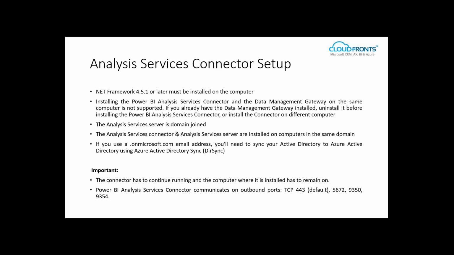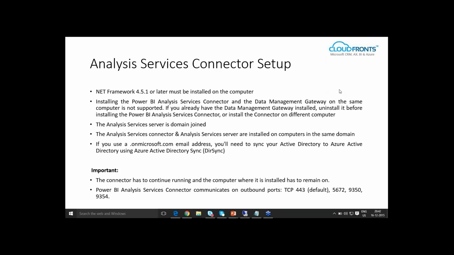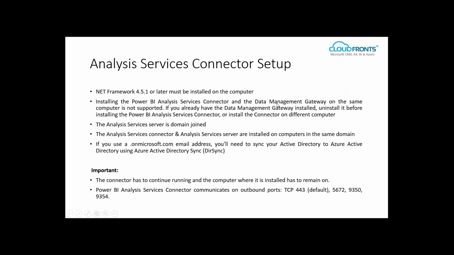Secondly, on the server where we are going to install the Power BI analysis services connector, if the Power BI data management gateway is already installed on the system, it needs to be removed first, and only then are we able to install the Power BI analysis services connector. Since both applications, the data management gateway and the analysis services connector, cannot exist on the same system, we need to uninstall it first, or else we can go with a different server to install the Power BI analysis services connector.